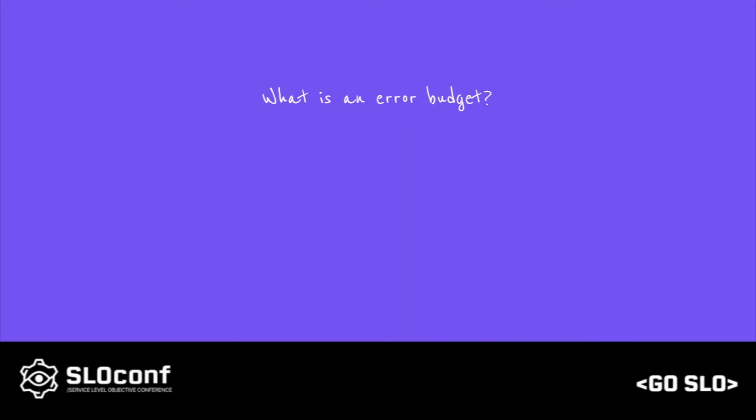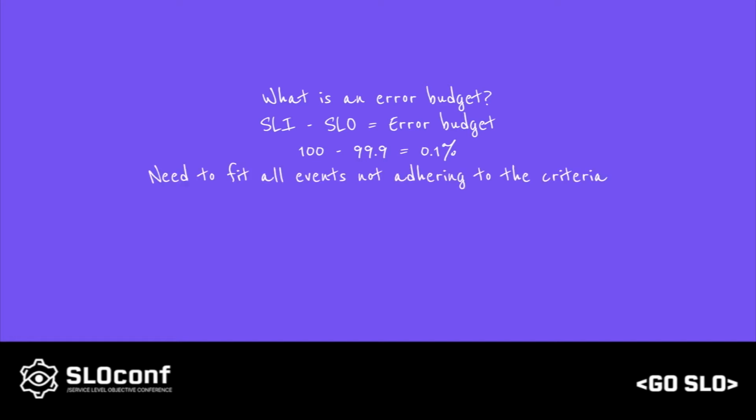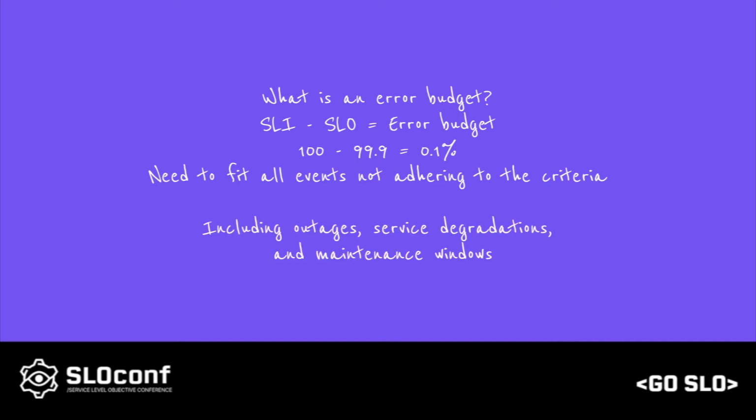And now that we know what SLIs and SLOs are, what is an error budget? An error budget is the remainder of the SLI once the SLO has been applied. For instance, if our SLO is 99.9%, that would mean that our error budget is the remaining 0.1% up to 100. To not breach our SLOs, we then need to be able to fit all events that would not adhere to the criteria we set up into that 0.1%. This includes outages, service degradations, and even planned maintenance windows.